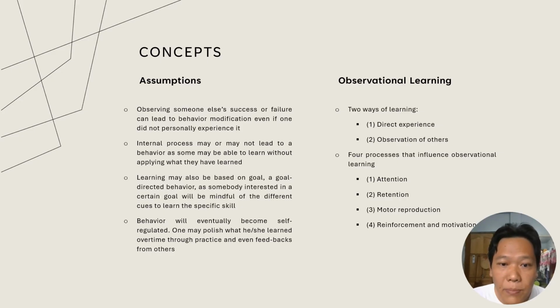Observing someone else's success or failure can lead to behavior modification, even if one did not personally experience it. So, we learn from others, and it does not necessarily mean that we have to experience the whole thing, but by observing, it can be an effective way of learning. So, that's why it can also be a good help tool.